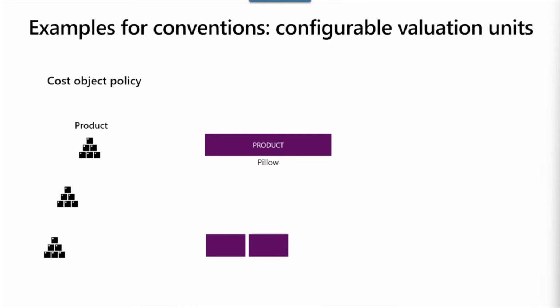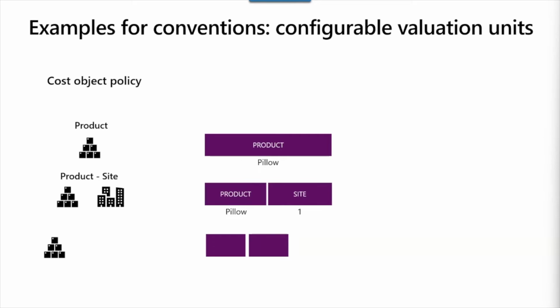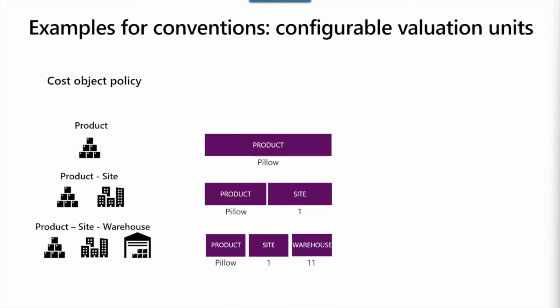If you select the option for product and site, the inventory transactions will be tracked for both the product and the site. So different costs could be tracked in each site. Likewise, if you select the option for product, site, warehouse, this is even more detail, and each transaction will be tracked by both the site and warehouse, and you could have different costs in each warehouse.